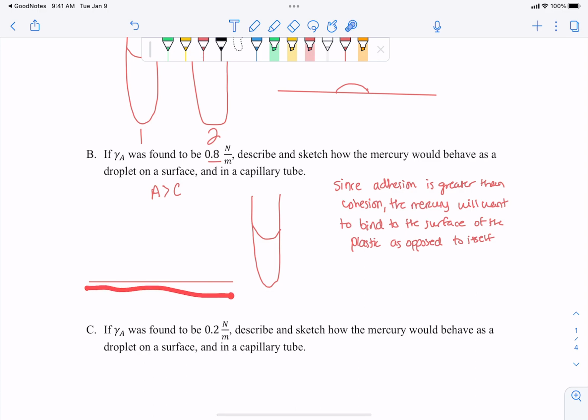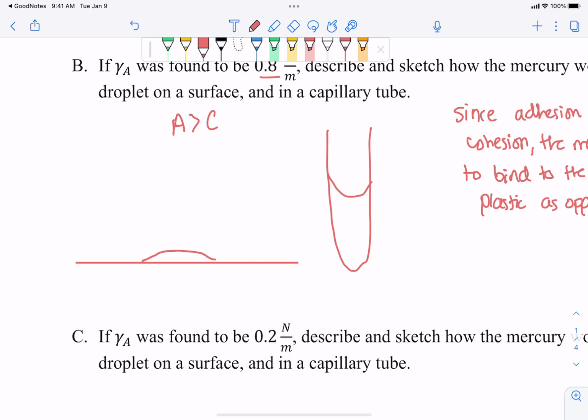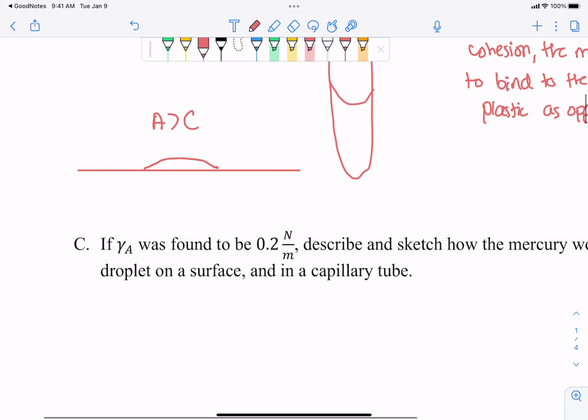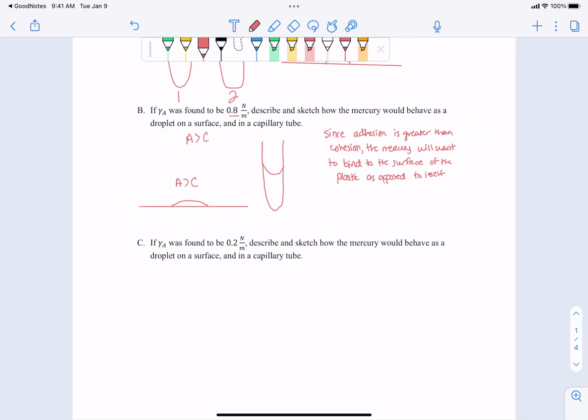So on a surface like this, if we had adhesion greater than cohesion, how would the droplet of mercury look? Or what would it look like? Yeah. Kind of like this a little bit more, right? Spreading out, same idea, along the plastic surface and binding to the surface as opposed to itself. So this is adhesion greater than cohesion. Now, if it was, well, I'll save that for part C. But does everyone get part B? Because part C is basically asking us the opposite of this. Make sense? Cool.